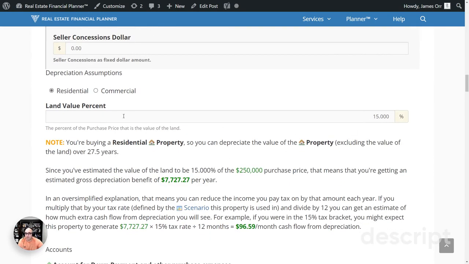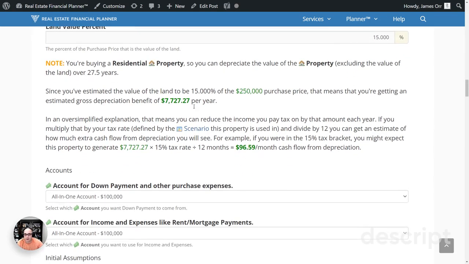And then in this case, the depreciation assumptions, we're saying that about 15% of the property value is considered the value of the land, because you can't depreciate the value of the land. You can only depreciate the value of the building for tax reasons. And so we want to know what percentage of the property is considered the building and what percentage is considered the land. In this case, we said it's a residential property and 15% of it is the value of the land. And so we walk you through how we did the calculation in order to determine what the depreciation benefit will be.